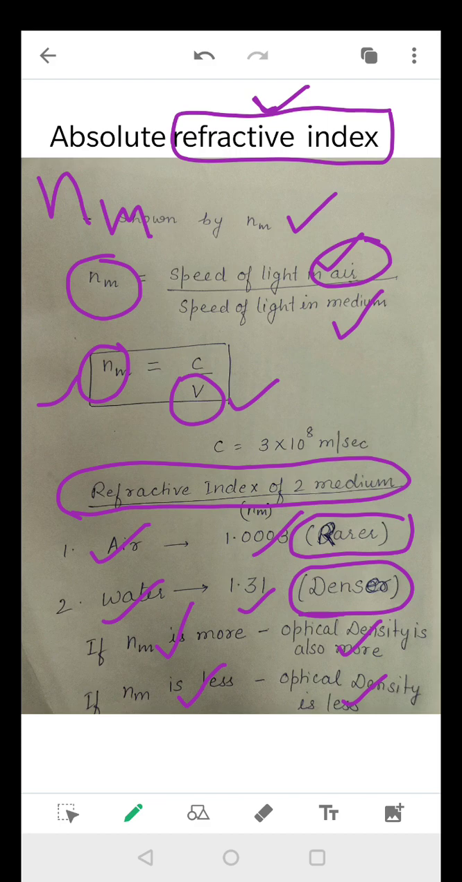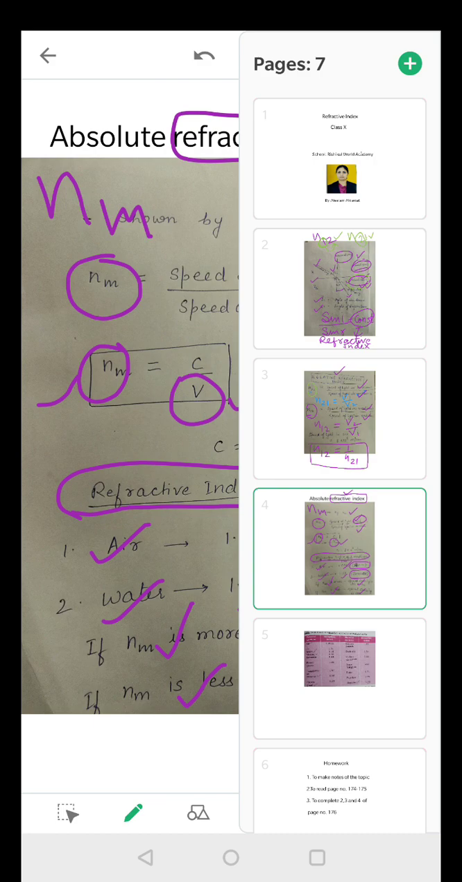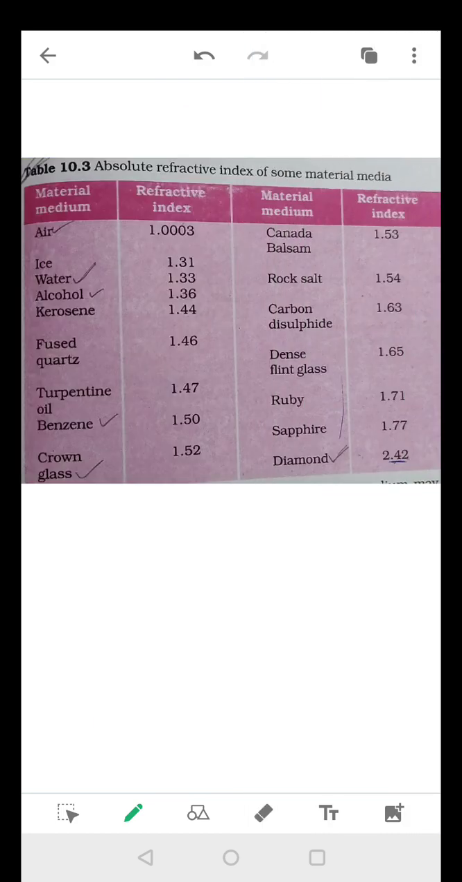Now let's discuss one part more. This is the table which is given in your book. You must go through it, where the refractive indices of different media are given. In air 1.03, just now we've discussed. In ice 1.13, water, and in this way. Then crown glass 1.52, diamond it is 2.42.